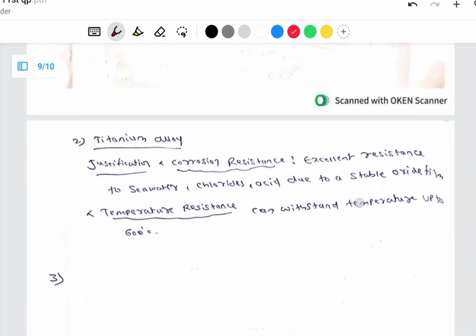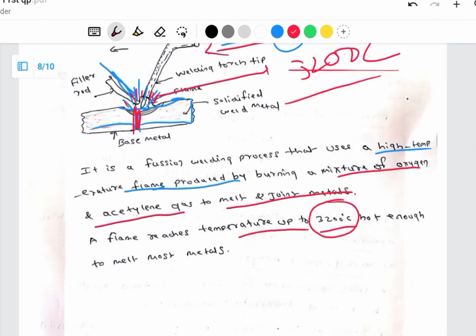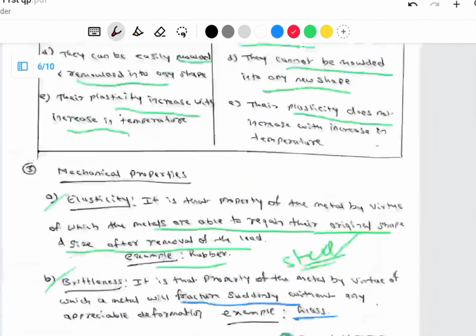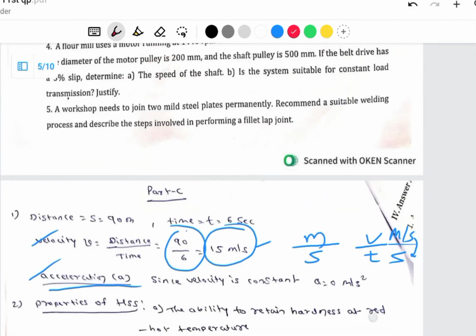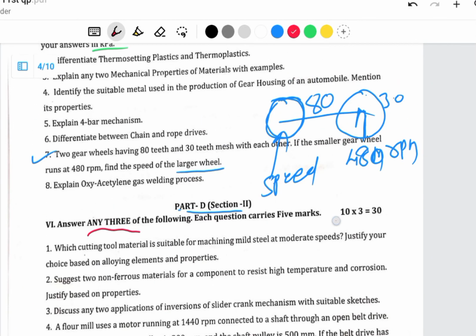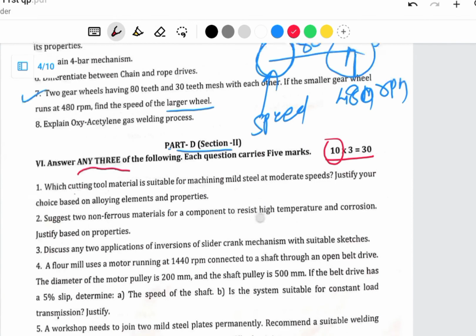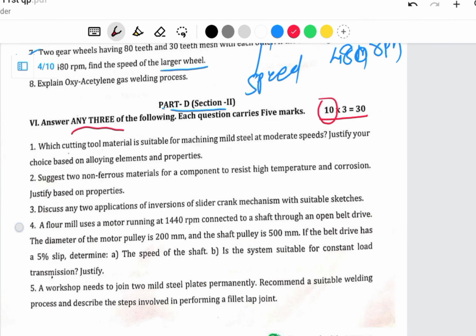Next, you are having 10 questions with 3 marks each. Sorry, 3 questions you have, which are of 10 marks each. Here again there is a similar problem you are having. We will study this problem in the next video, a separate problem video we are going to study.